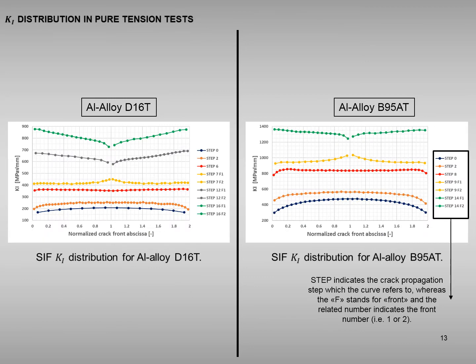In this slide, the K1 distribution for the pure tensile test is shown for both aluminum alloys. K2 and K3 are practically zero during all propagation steps, therefore they were not reported. K equivalent has the same distribution as K1. The legend indicates the step which the curve refers to, and F1 and F2 indicate the first and the second front, respectively.